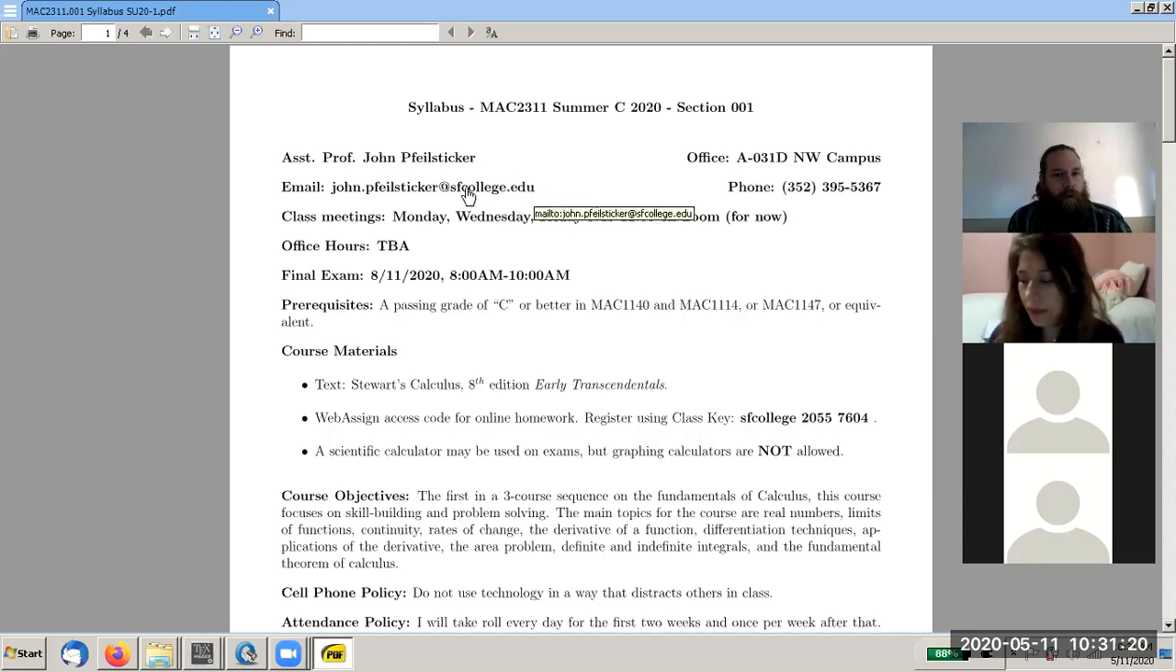Email is a great way to get a hold of me. That works fine. So do Canvas messages. And I've seen that a lot of people prefer Canvas messages. If you're going to email me directly, please in the subject include the course number, right? So this is MAC2311. Just go ahead and put that in the subject.